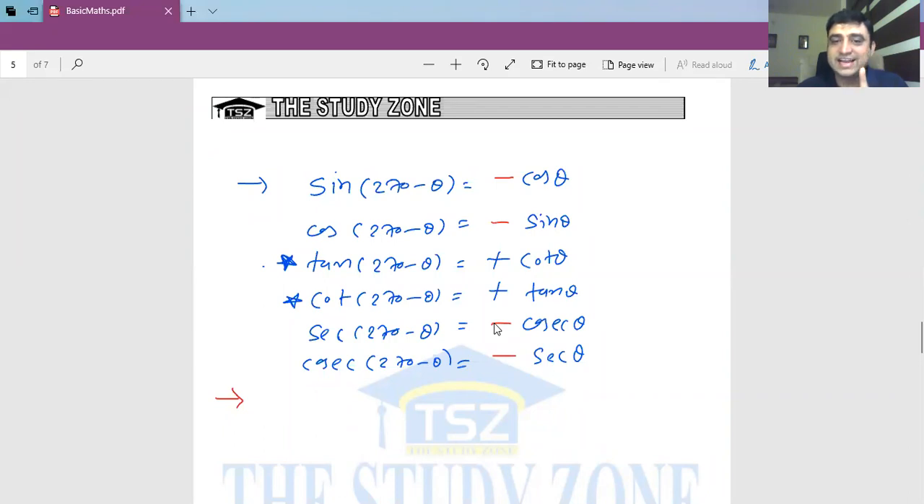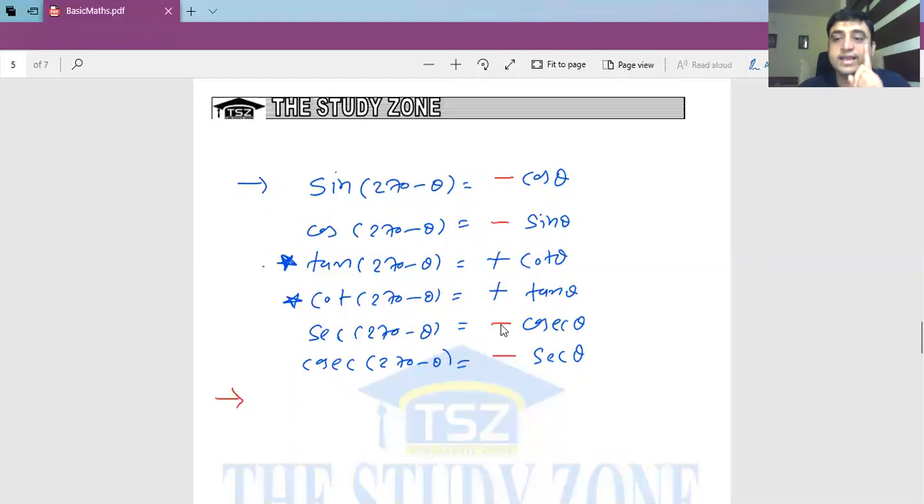If you have an angle represented by 90 minus theta, 90 plus theta, 270 minus theta, or 270 plus theta, then sine will be converted to cos, and cos will be converted to sine. That is a conversion. Cos to sine, sine to cos, tan to cot, cot to tan, sec to cosec, cosec to sec. That is rule number 1. Rule number 2.